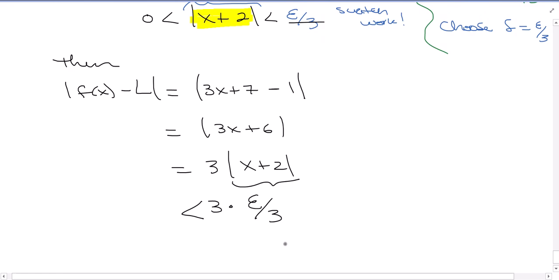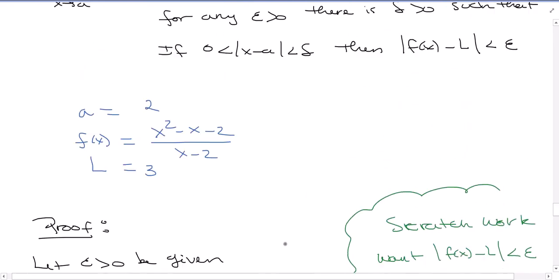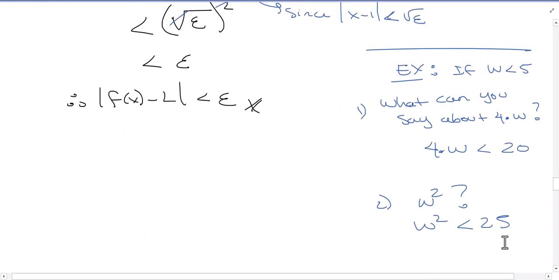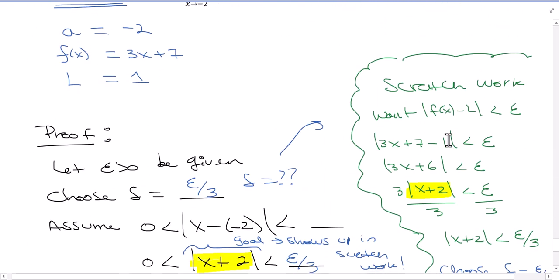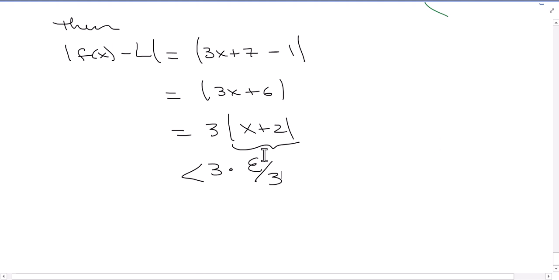This is going back to that example I quickly did over here somewhere. If w is less than 5, what can you say about 4 times w? It's less than 20. That's the same thing that I am doing here. x plus 2 is less than epsilon over 3, so what can you say about 3 times the absolute value of x plus 2? Well, that's going to be less than 3 times epsilon over 3. And our 3's can cancel, leaving us with just epsilon. So I have f of x minus L. Let me highlight that. f of x minus L is less than epsilon. So therefore, we have proved the limit.